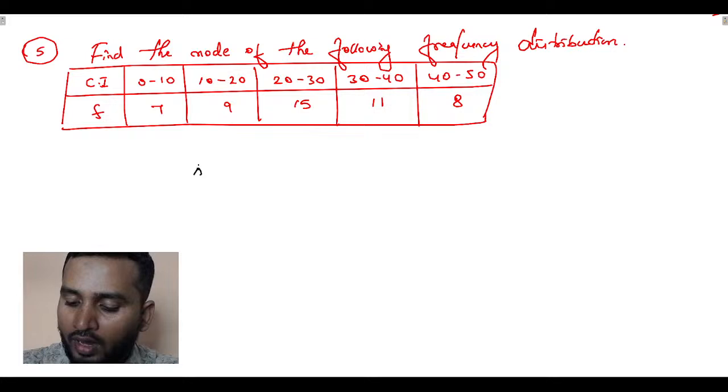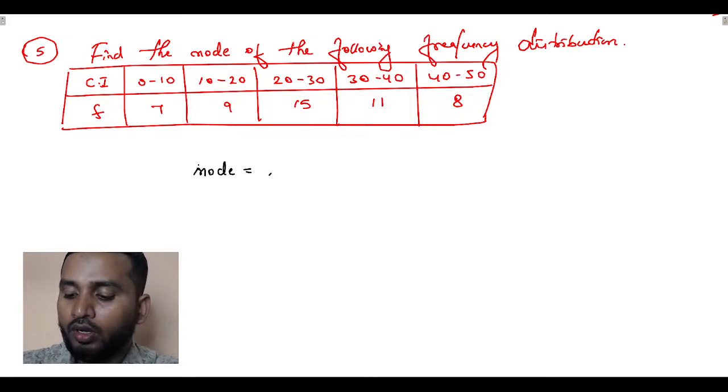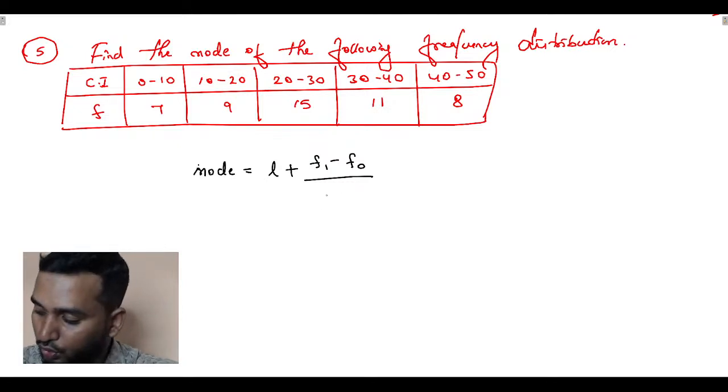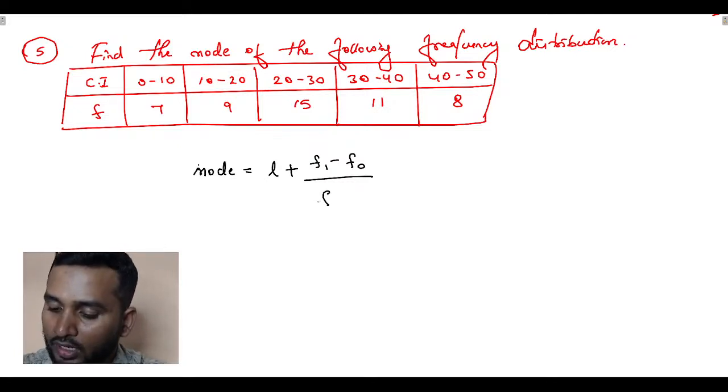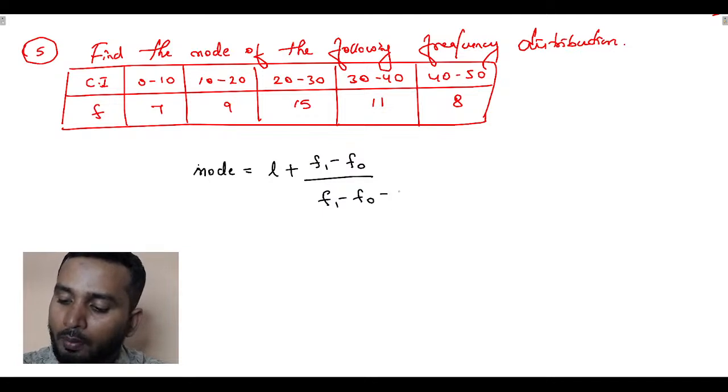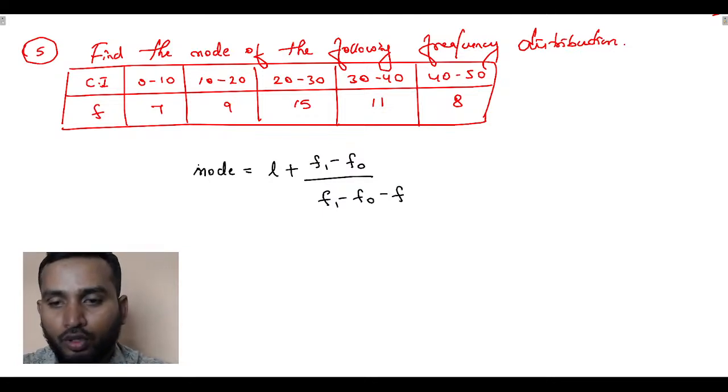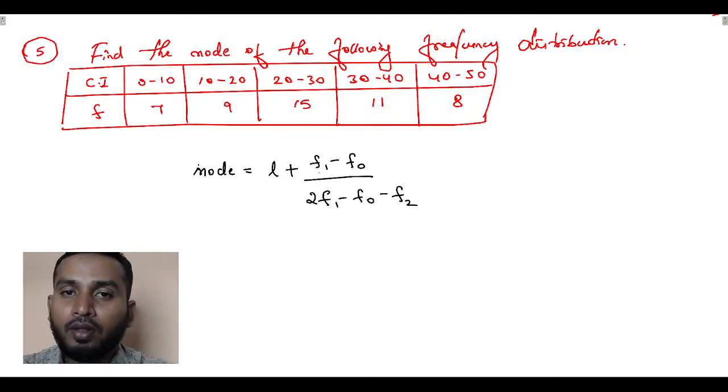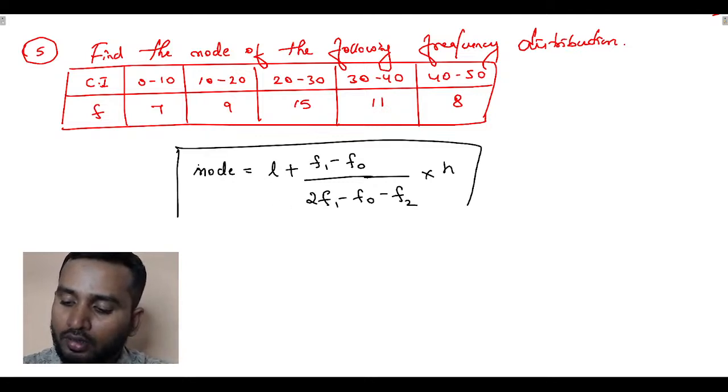Okay, find the mode. Now, to find the mode, we have the formula. First you write the formula. Mode is equal to L plus F1 minus F0 by, see, this is the logic: F1 minus F0, again you write F1 minus F0 minus F2. Same way, you write here also F1 minus F0, same as it is, minus, and here you write 2. So the formula is L plus (F1 minus F0) by (2F1 minus F0 minus F2) into H. This is how you can remember the formula.